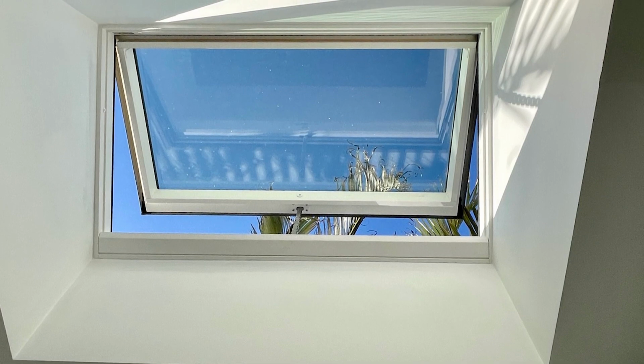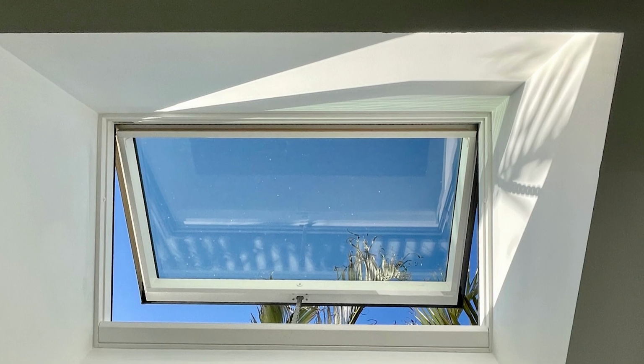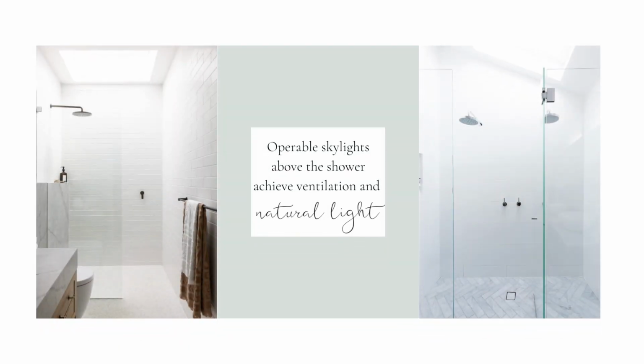Operable skylights are a fabulous way of really boosting the ventilation in your bathroom, and they're going to have that added bonus of washing the whole room with a beautiful natural light. If the shower is big enough, position the operable skylight above the shower. The steam will be extracted straight up, and you'll have that really lovely feeling of showering underneath the skies.